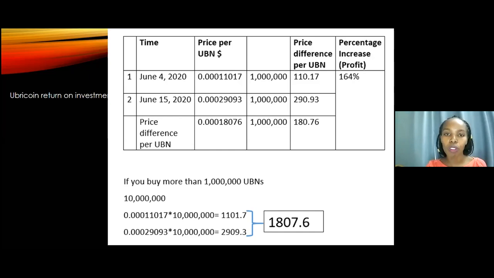And it's also good for you, even if you're not an active trader, to appreciate the price changes in the market, because this is what encourages us to get into the market, buy Ubricoin and wait until the prices go up. We have seen even the price of Ubricoin going to $0.0004, which is very amazing.